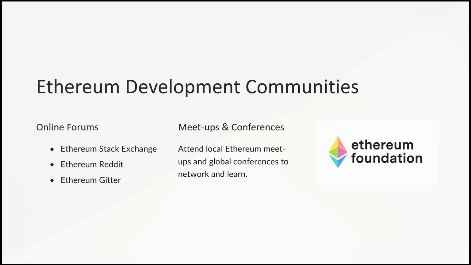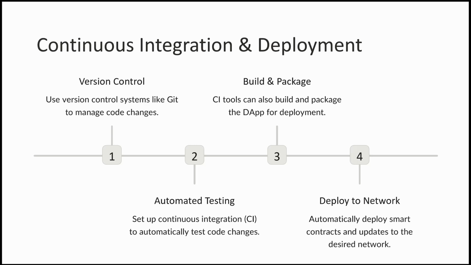There are Ethereum developer communities like Ethereum Stack Exchange, which will help you during development of your dApps. You need to use version control systems like Git to manage the code changes. You should set up continuous integration to automatically test code changes. It can also build and package the dApp for deployment. Automatically deploy smart contracts and updates to the desired network.